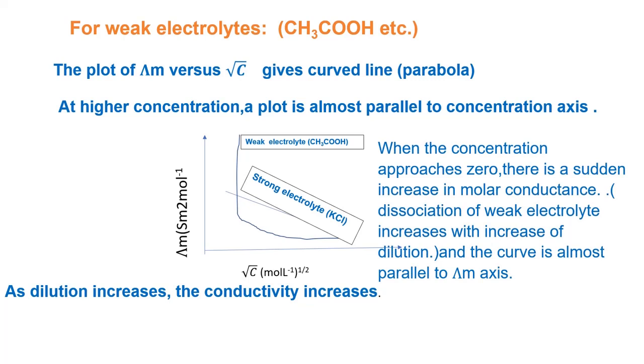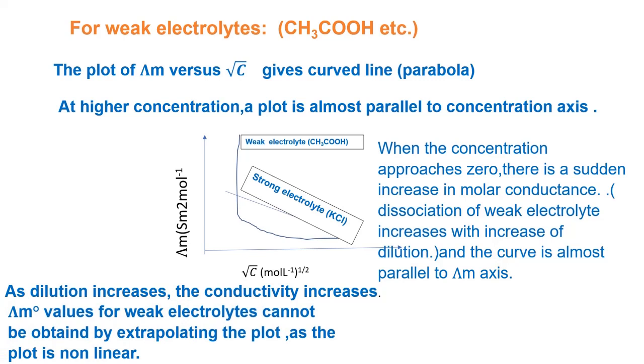At a particular concentration, when the concentration closely approaches 0, there is a sudden increase in the molar conductance. This is because the dissociation of a weak electrolyte increases with the increase of dilution, based on Ostwald dilution law. And the curve is almost parallel to the y-axis.